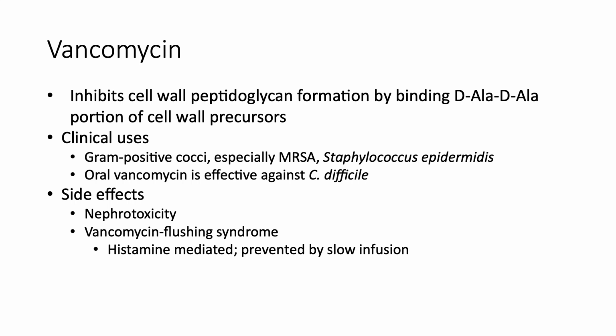it can cause this classic vancomycin flushing syndrome, which is histamine mediated. So you can pre-treat with antihistamines if you need to, and it also is prevented if you just infuse it slowly. So if you give a patient vancomycin and they develop this flushing syndrome and turn red, it's not like an anaphylactic reaction. It is a typical reaction to vancomycin that you can just slow down the infusion for, and they usually do okay.